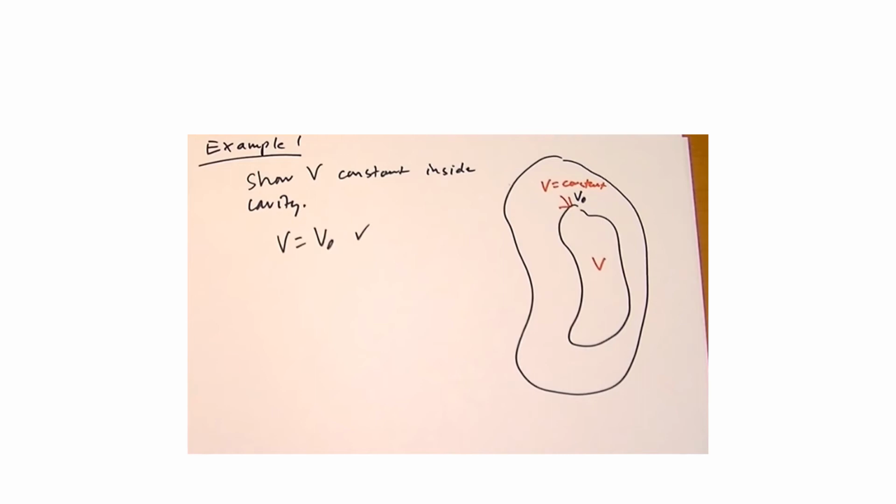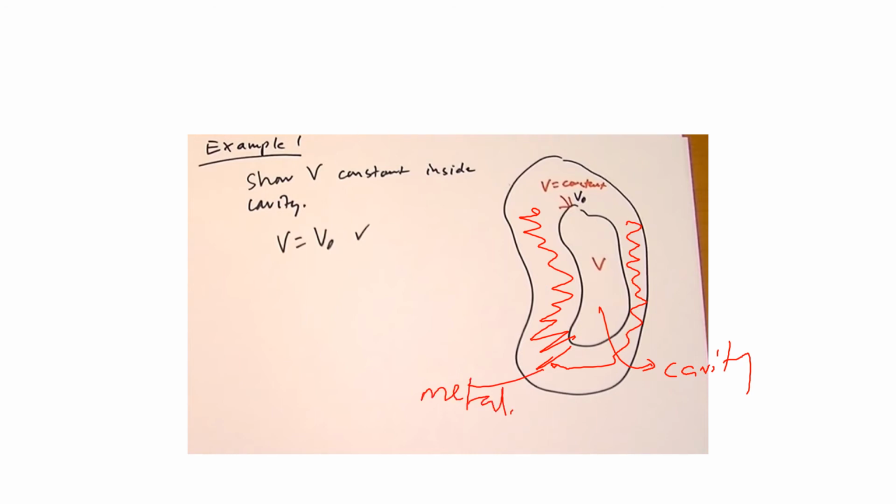You can see that everywhere this is the metal volume, and inside is the cavity. So this is the cavity, and this is metal. We know that if the potential on this cavity surface is V naught, then the potential inside will also be V naught. So we define it as V. V equal to V naught according to the first uniqueness theorem.